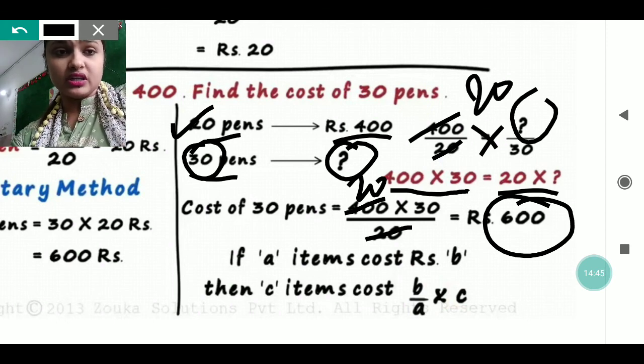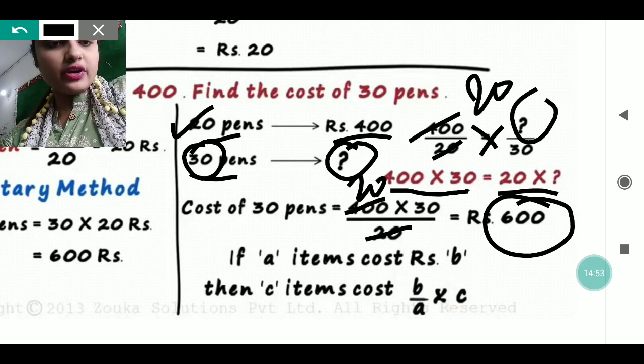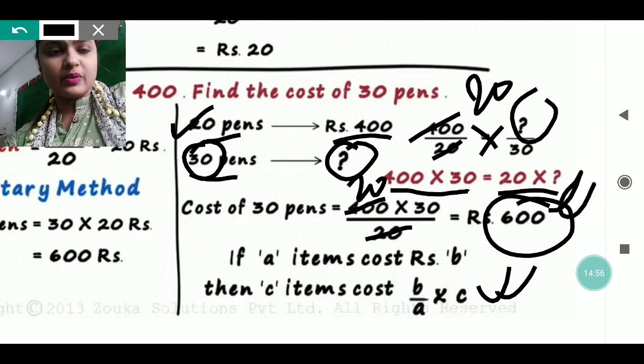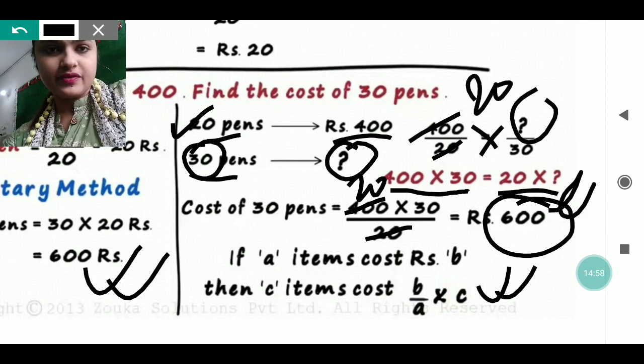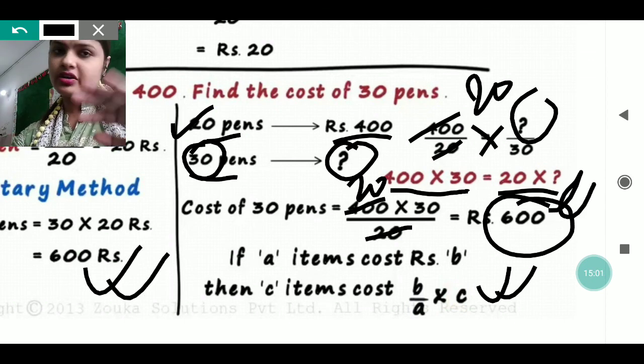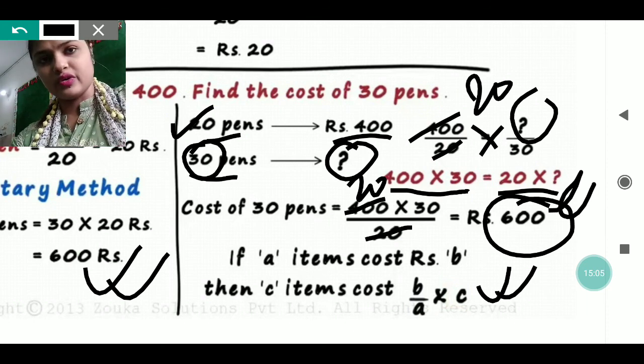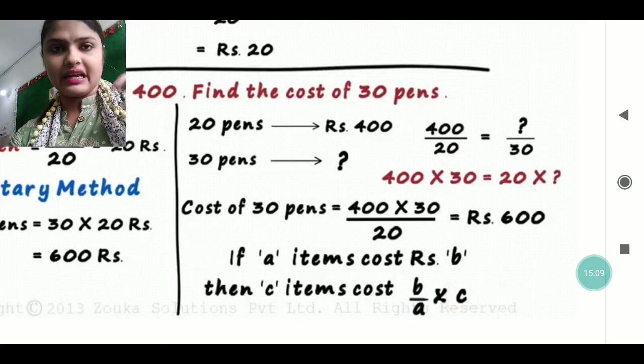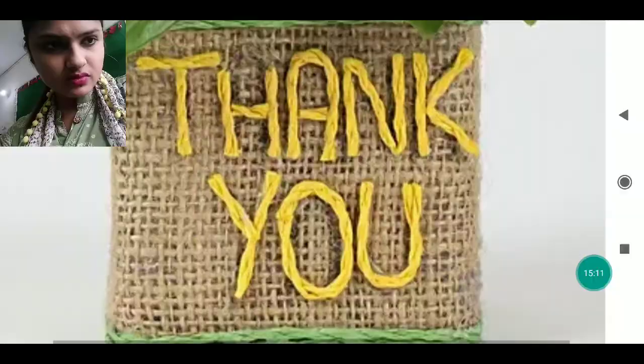If A items cost rupees B, then C items cost B by A into C. There is no need to do it this way. If you want to apply this one, you can, but I think the earlier one is much easier for you. But this is also the unitary method only. The way we have done this in the fraction form is also the unitary method, where we are cross multiplying and then finding the answer.